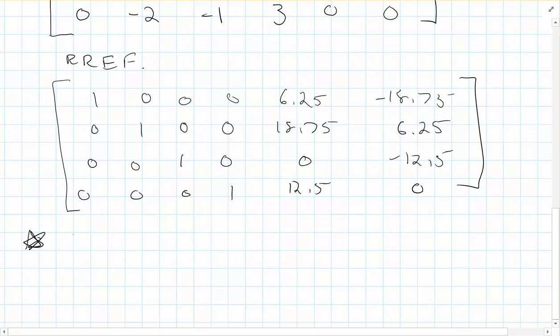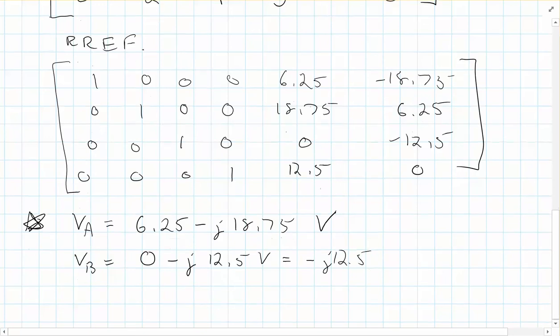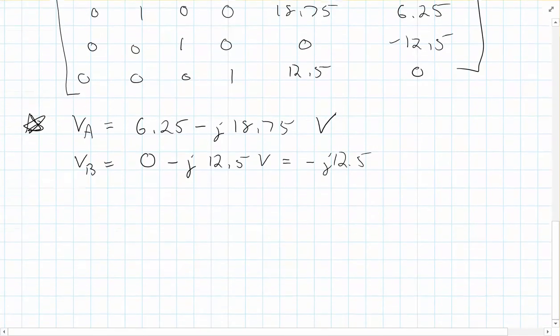What that means, and I'm going to star this here for us, is we now have that VA is equal to 6.25 minus J 18.75 volts. And then we have that VB is equal to 0 minus J 12.5 volts, which of course is just minus J 12.5. So we've got our voltages now.